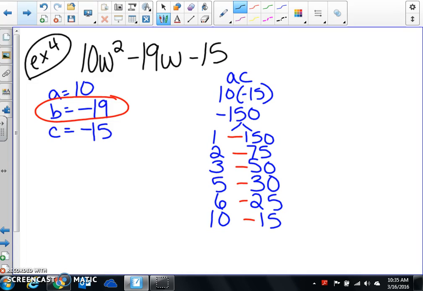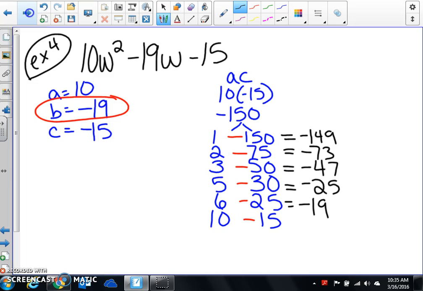Okay, now I add them up. 1 minus 150 is a negative 149. 2 minus 75 is negative 73. This would give me negative 47. Negative 25. 6 minus 25. I'm feeling good about it. Negative 19. And then down here we've got negative 5. So once again, my B is a negative 19. This is the winner.